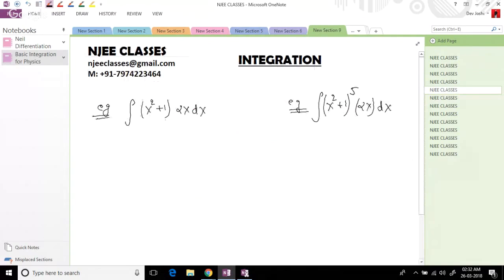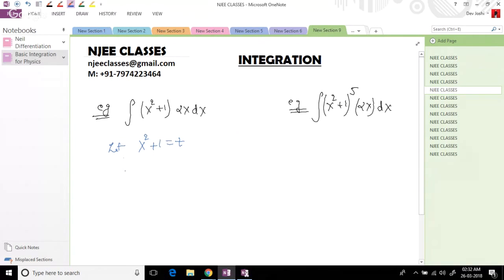Yes, the same example that we have discussed: integration of x square plus 1 multiplied by 2x dx. Clearly, this is my function and 2x dx is its differentiation, correct? So let us suppose that my function is x square plus 1. So x square plus 1, let it be t.